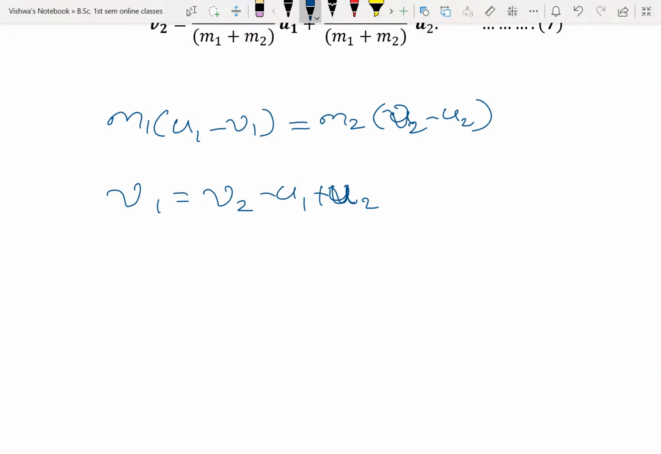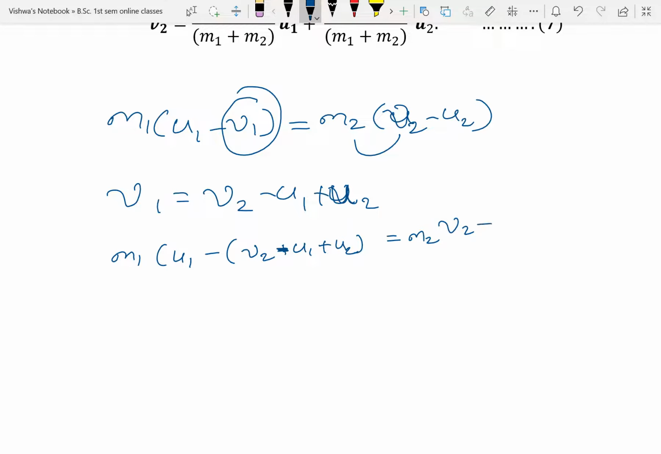Substitute here in place of v1. Where is v1? v1 is here. Okay, for that, m1 into (u1 minus v2 minus u1), sorry, here it is, okay, minus of u1 plus of u2 is equal to m2 into v2 minus m2 into u2.